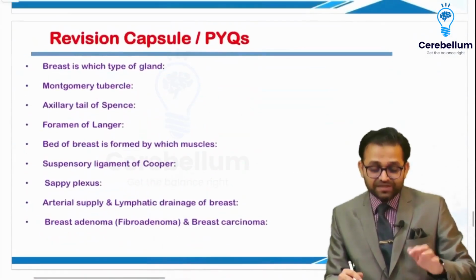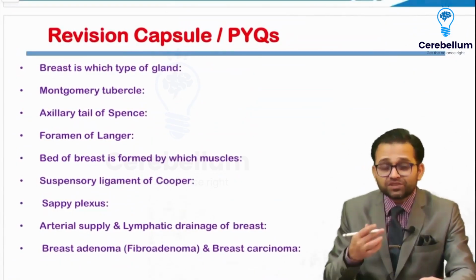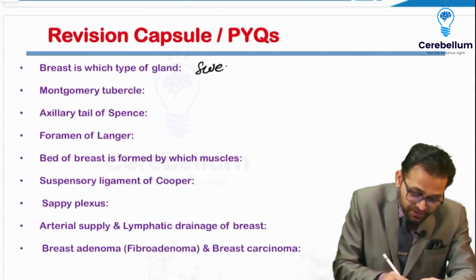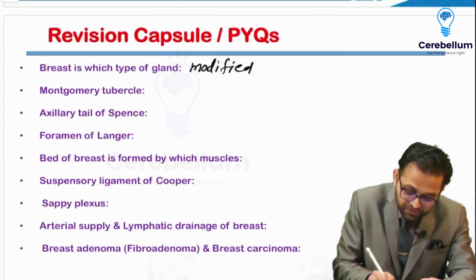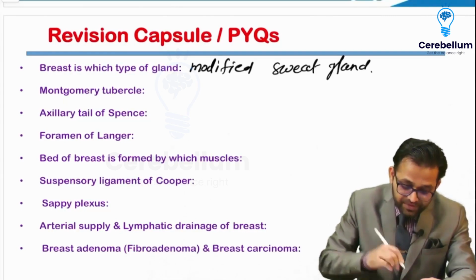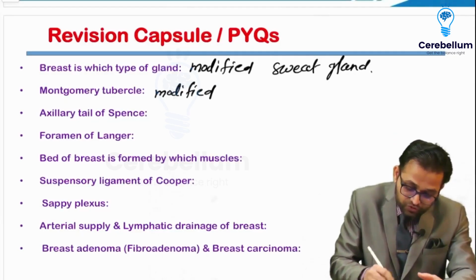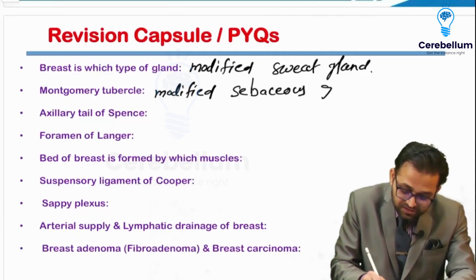Now, revision capsule. See here, a previously asked question: the breast is which type of gland? Sir, the answer is modified sweat gland. Yes, sir, the breast is a modified sweat gland. Montgomery tubercle, sir, these are just opposite. You have to say modified sebaceous gland.